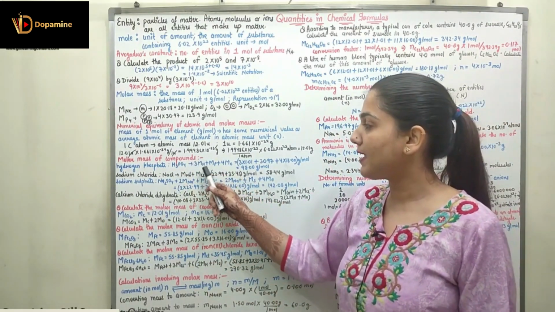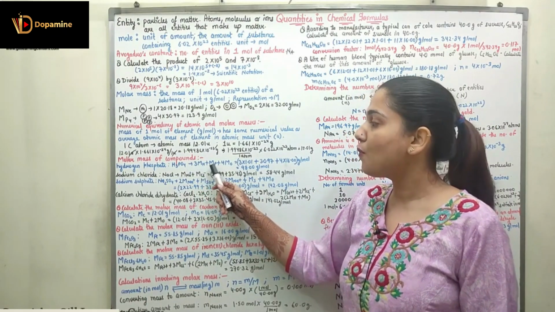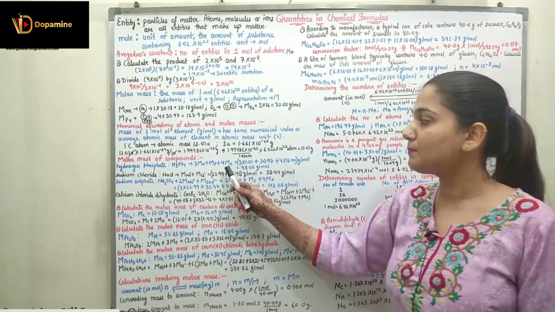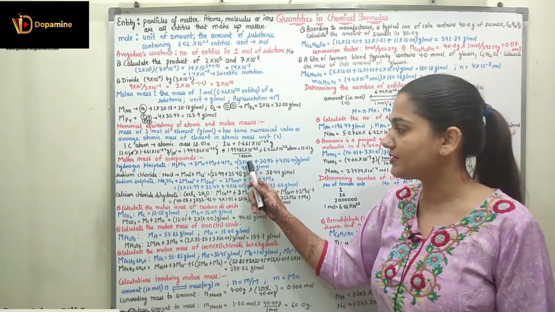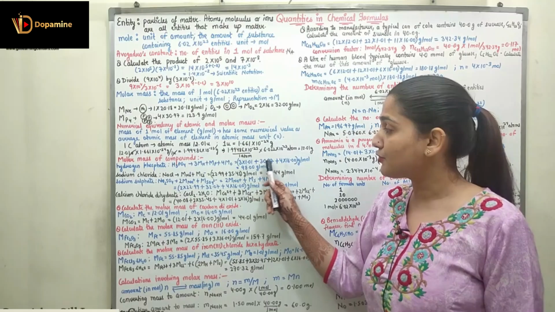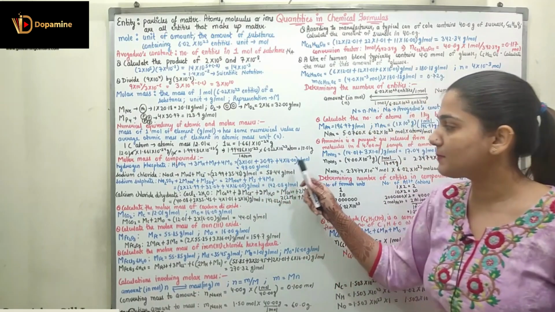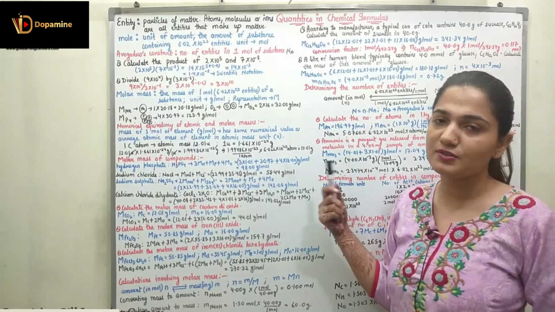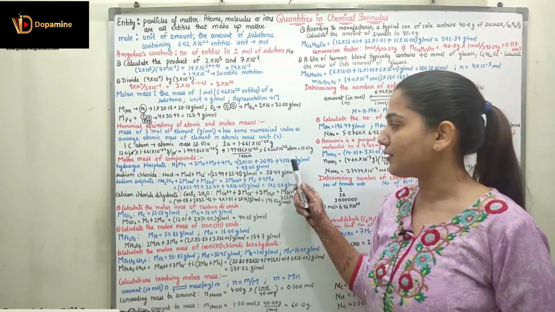So the molar mass will be equal to 3 into the molar mass of hydrogen plus 1 into the molar mass of phosphorus plus 4 into the molar mass of oxygen, which is 3 into 1.01, the molar mass of hydrogen, plus 30.97, the molar mass of phosphorus, plus 4 into 16.00, the molar mass of oxygen. So it is equal to 98.00 gram per mole.